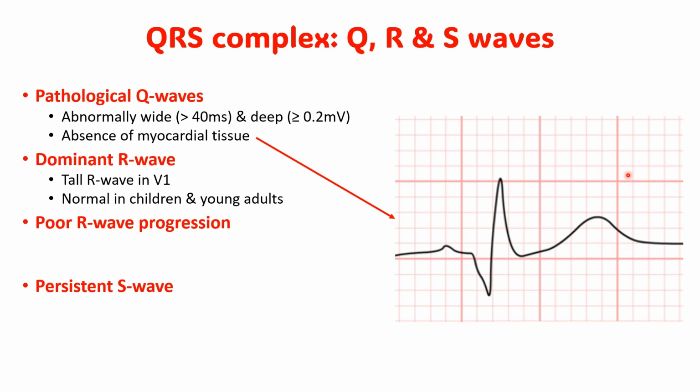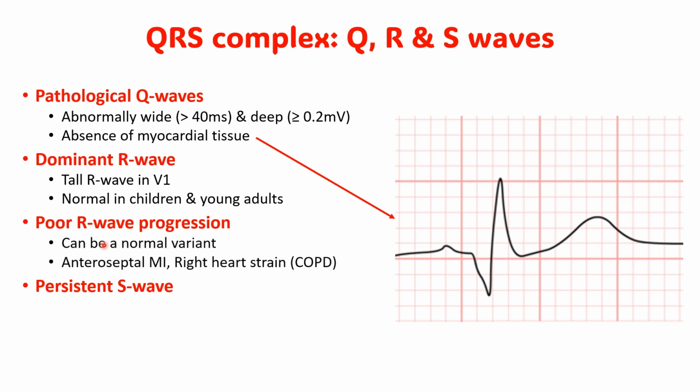Okay, so next of all we have poor R wave progression, which I mentioned on the previous slide. This can be a normal variant, but it can also be caused by anteroseptal MIs and right heart strain, which can be caused by COPD. You might know this as cor pulmonale.